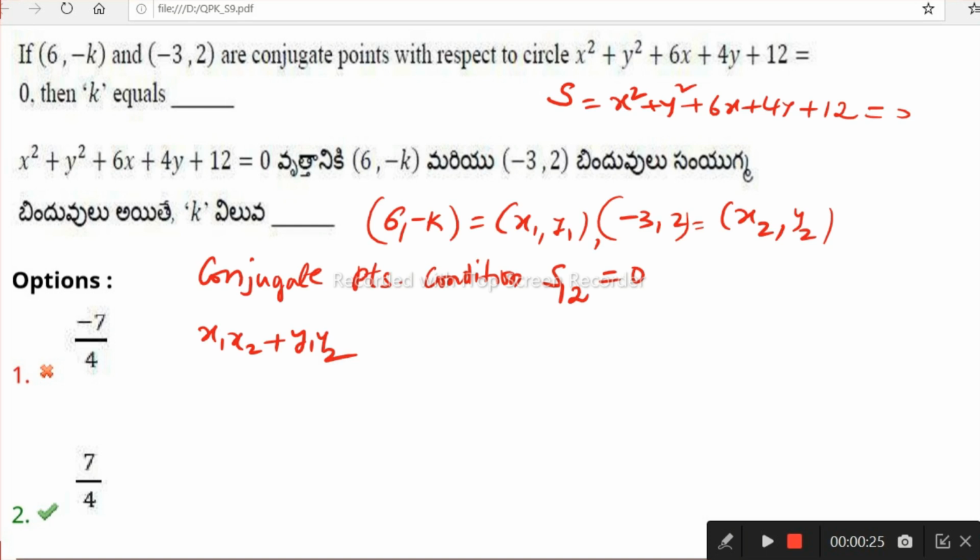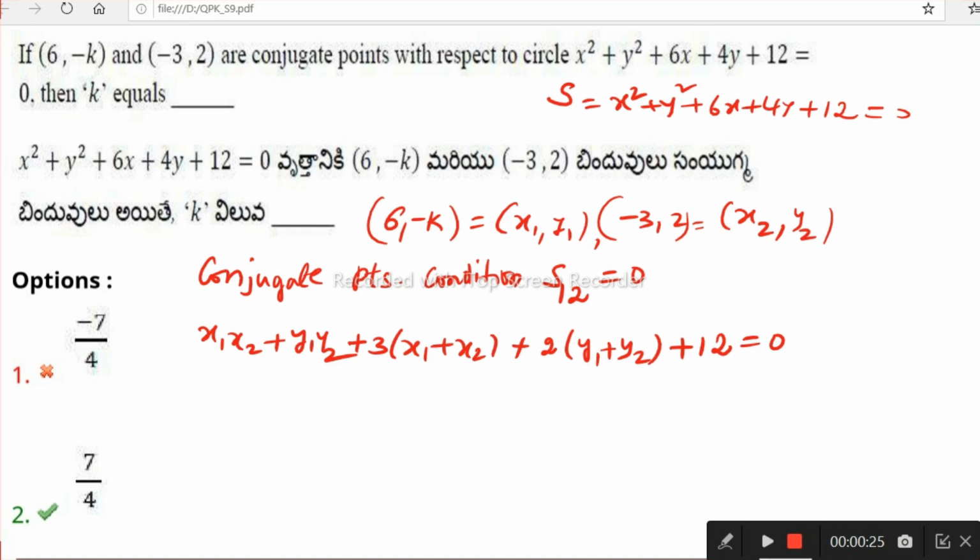X coefficient is 6, half of that you have to take, that is 3, into x1 plus x2. Same way, y is also a first degree term. Y coefficient is 4, half of 4 is 2, you have to take into y1 plus y2. Constant as it is, plus 12 is given. This is S12. You substitute the x1, x2, y1, y2 values here, and from that we can find the unknown value k.